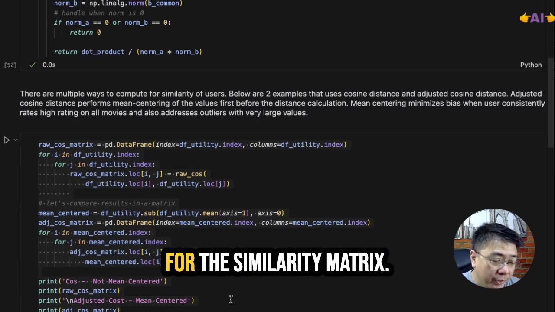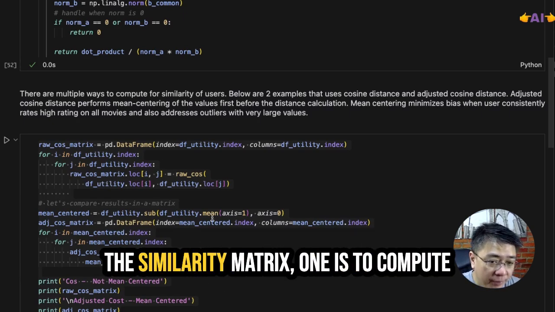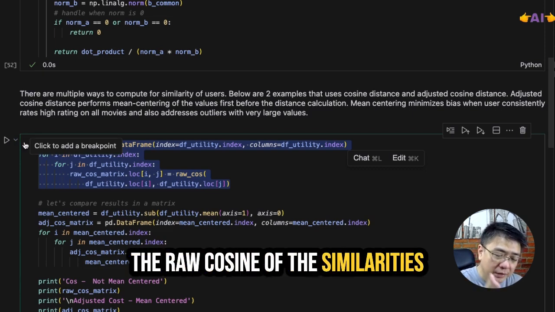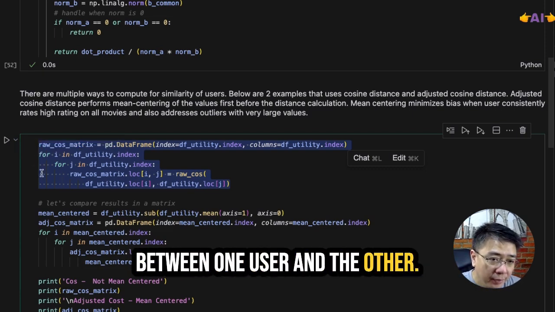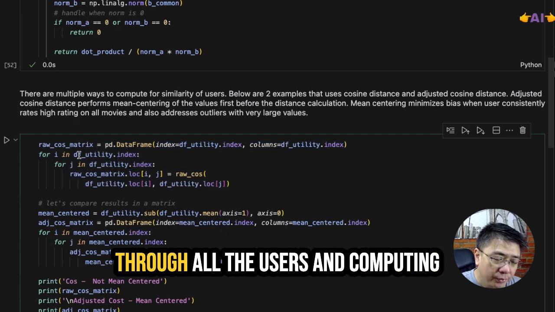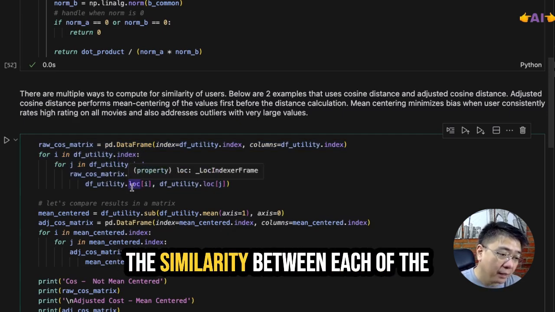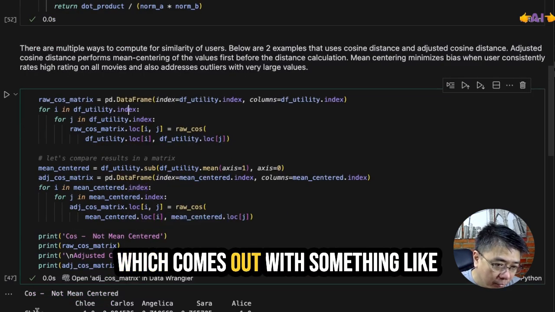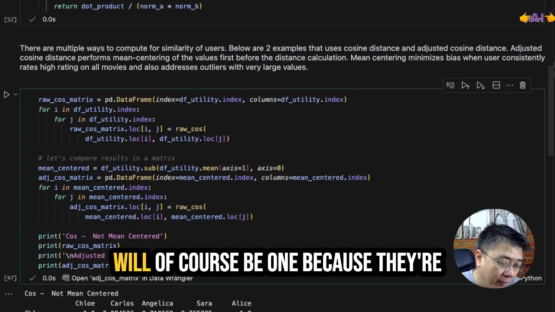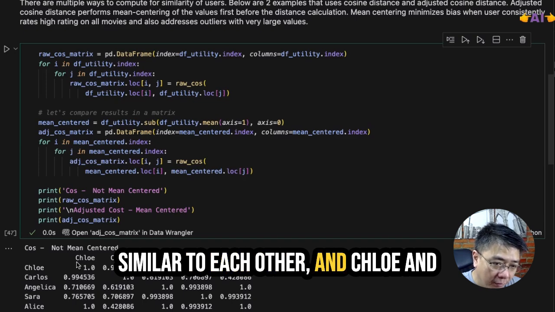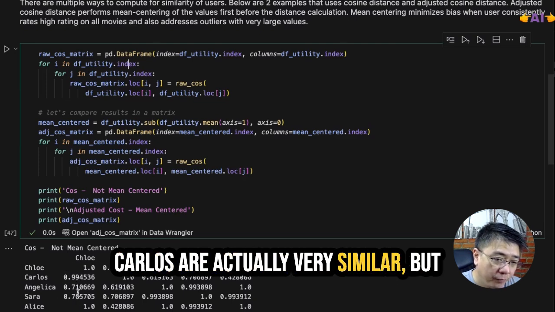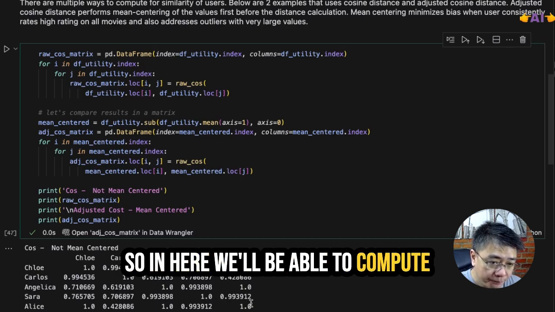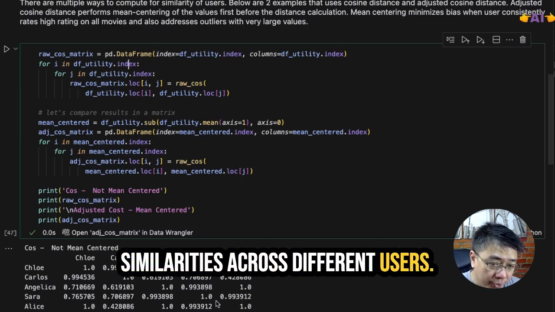The next step is to compute the similarity matrix. Now, there are two ways to compute the similarity matrix. One is to compute the raw cosine of the similarities between one user and the other. So in this case, we are just looping through all the users and computing the similarity between each user with the other set of users, which comes out with something like this. So similarity of Chloe and Chloe will of course be 1 because they're similar to each other, and Chloe and Carlos are actually very similar, but less similar with Angelica and Sarah. So in here, we'll be able to compute similarities across different users.